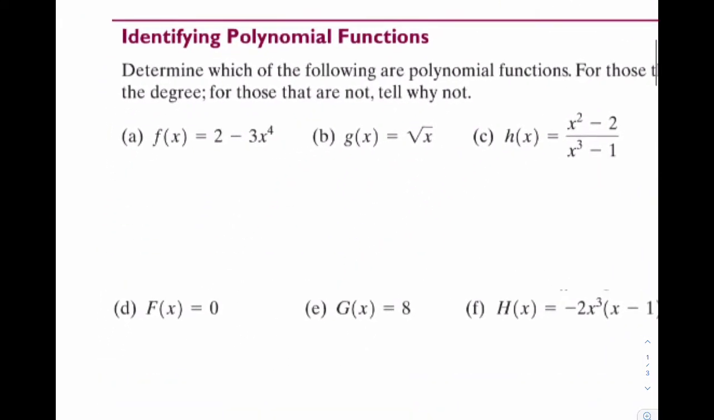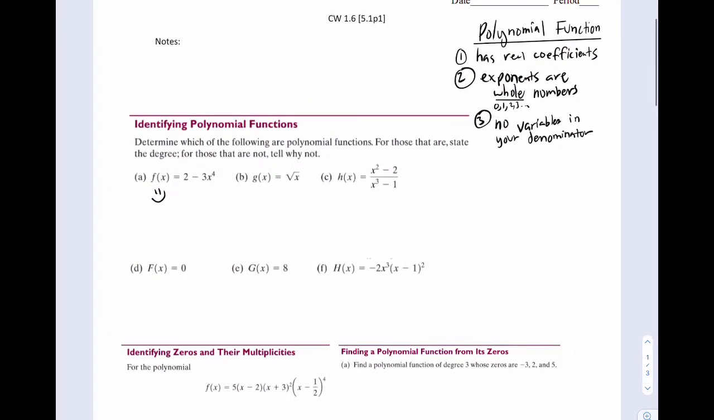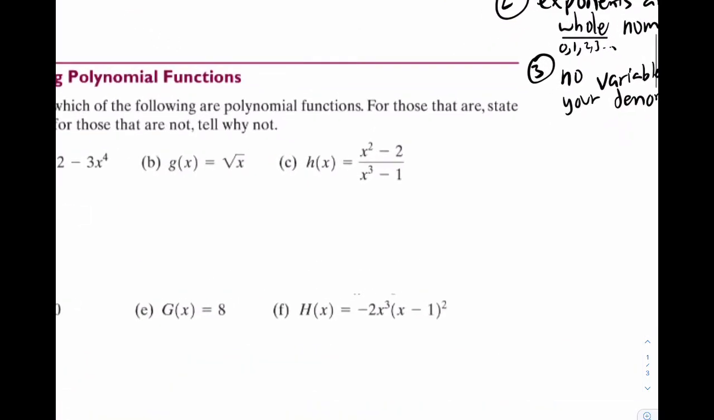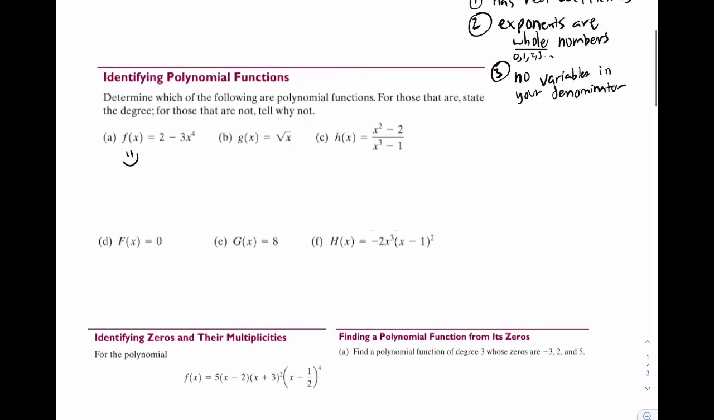Letter A. This one clearly is, so I'll put a happy face. We're not breaking any of these rules here. Number 1 is good, 2 is good, 3 is good. Letter B, this is interesting. Root x. What you do is you rewrite it as x to the 1/2. Recall from Algebra 2a that a root can be rewritten as a fractional exponent. And now we break rule number 2. The exponent is not a whole number. So I'll put a sad face. This is not a polynomial function. For this one, you have a denominator with a variable that breaks our rule number 3. That's also a sad face.